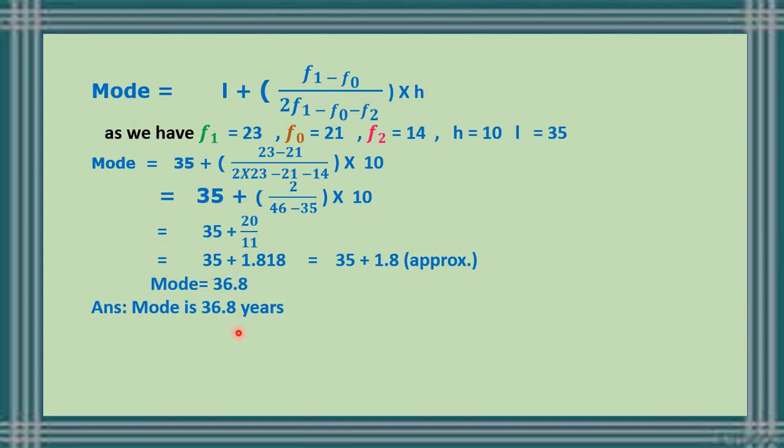So we only have to remember the formula: mode equals L plus (f1 minus f0) upon (2f1 minus f0 minus f2) into h, where f1 is the highest frequency of the given data, f0 is the frequency before the highest frequency, and f2 is the frequency after the highest frequency. So I hope that by using this formula for mode you will be able to solve the problems.